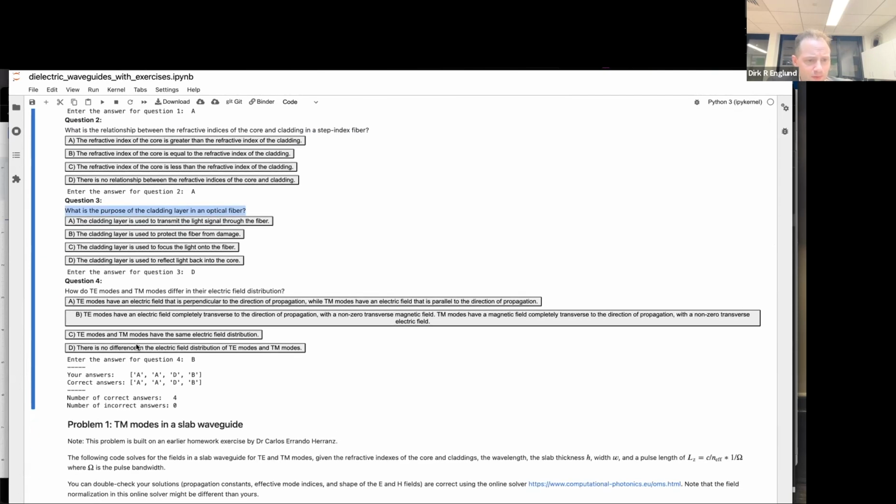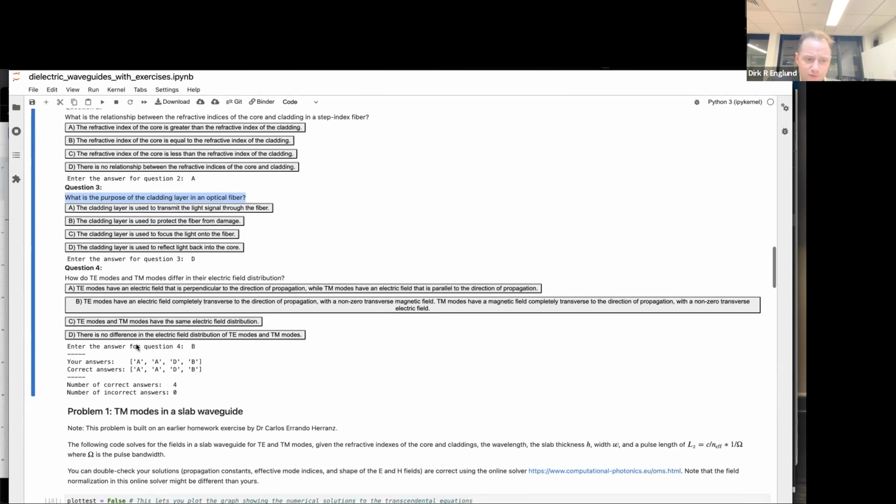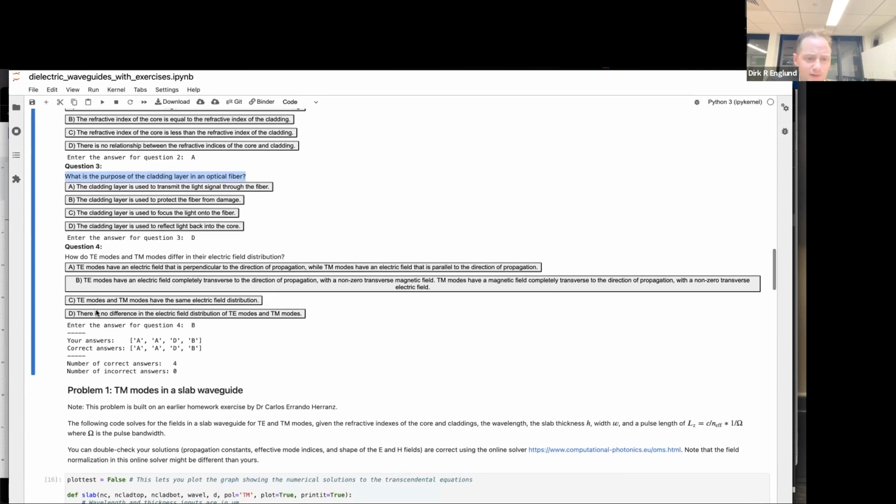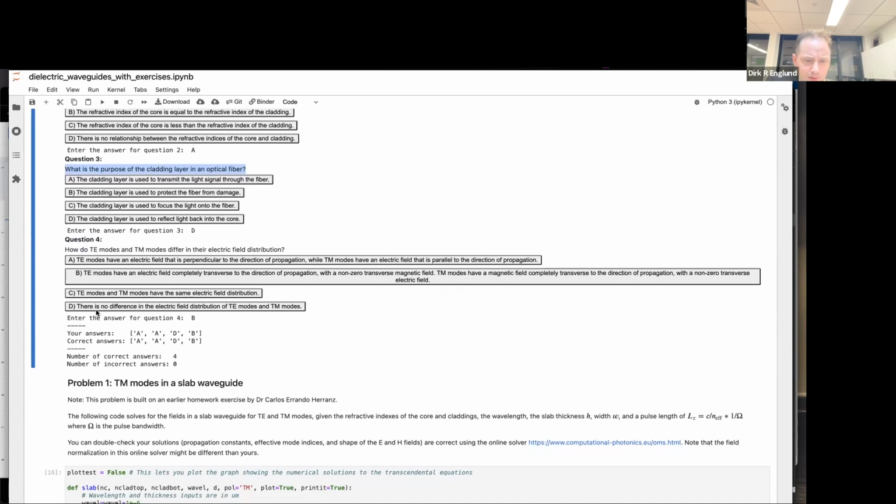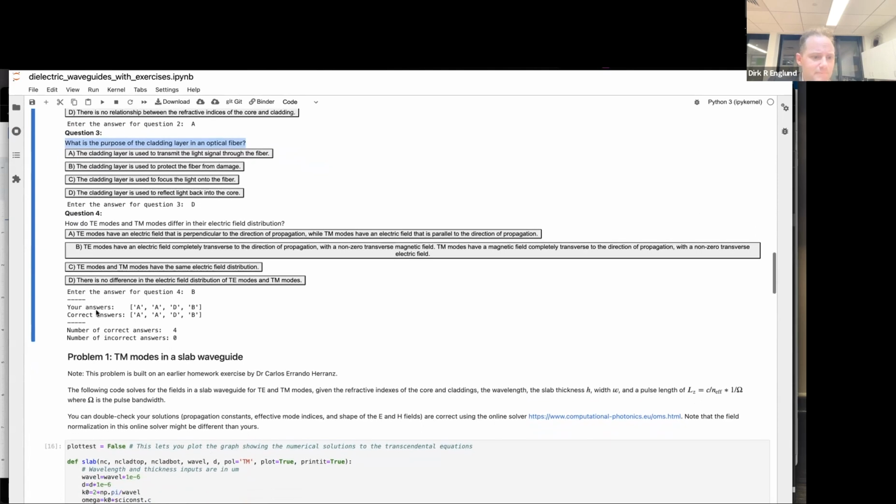And question 4 is: how do TE and TM modes differ in their electric field distribution? For the TE mode, and we'll verify it mathematically in a second, the answer is B here. The TE modes have an electric field that's completely transverse to the direction of propagation with a non-zero transverse magnetic field. And the TM modes have a magnetic field that's completely transverse to the propagation direction with a non-zero transverse electric field. So that would have been B. Any questions on that quiz?